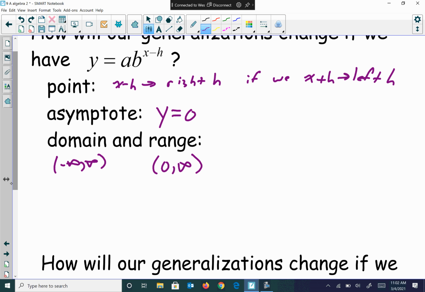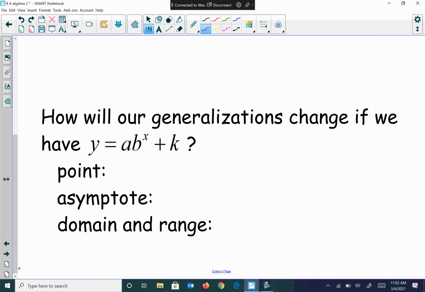Can I move on? Last stuff, I think. Generalize. This will have the point 0, comma, k. The asymptote becomes, no, I take that back. I'm off. It's not 0, comma, k. The asymptote here is going to be y equals k.